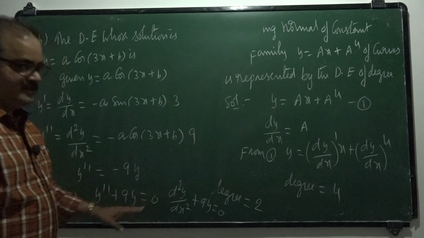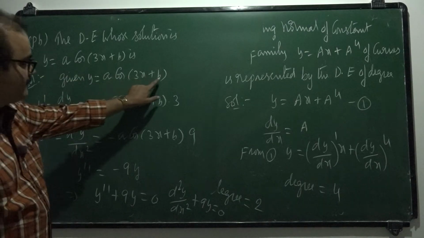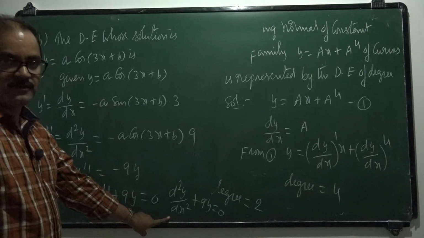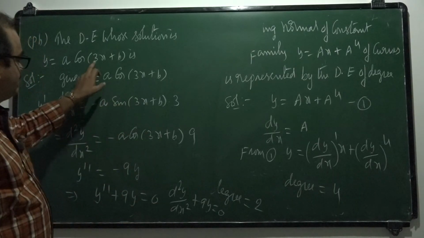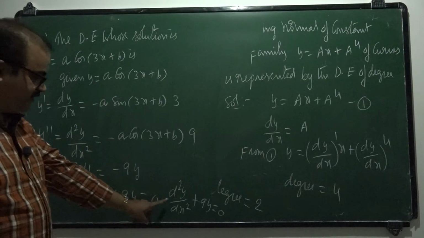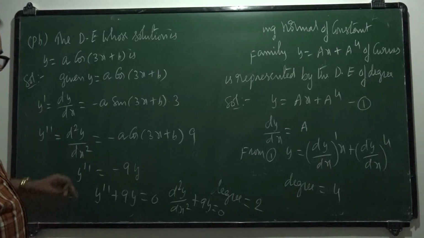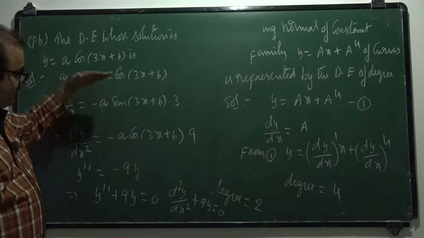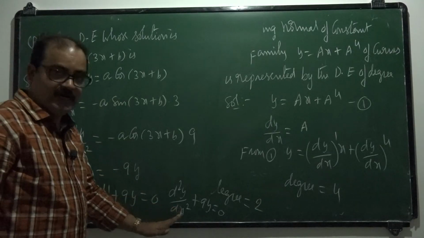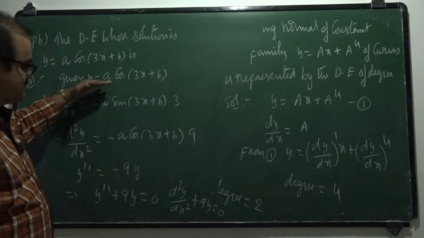See, in general, if the given equation contains 2 arbitrary constants, we get a differential equation of order 2. If the given equation contains only one constant, we get a differential equation of order 1. Always number of constants in the solution is equal to order of the differential equation. Then only this is called solution.